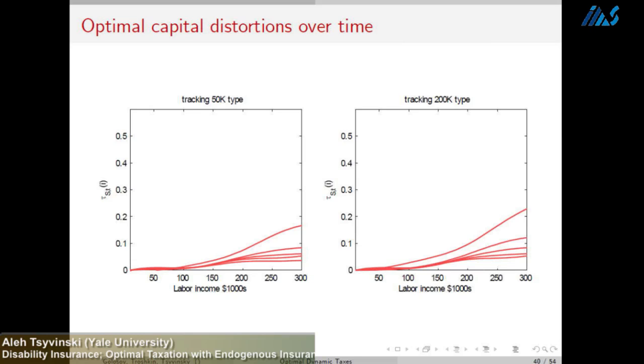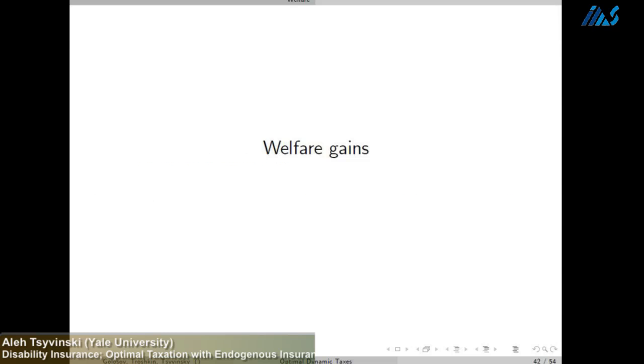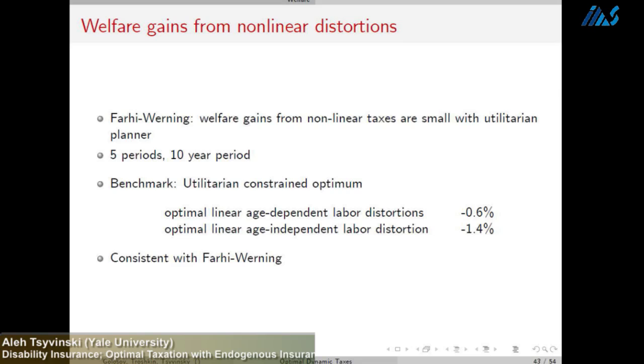Let me do one more thing. So optimal distortion increases with age, and a continuous distribution of future shifts it up. Let me do welfare gains. Here I'm going to follow Farhi and Werning, who did this exercise. I guess Manuel will do it tomorrow in this setup.